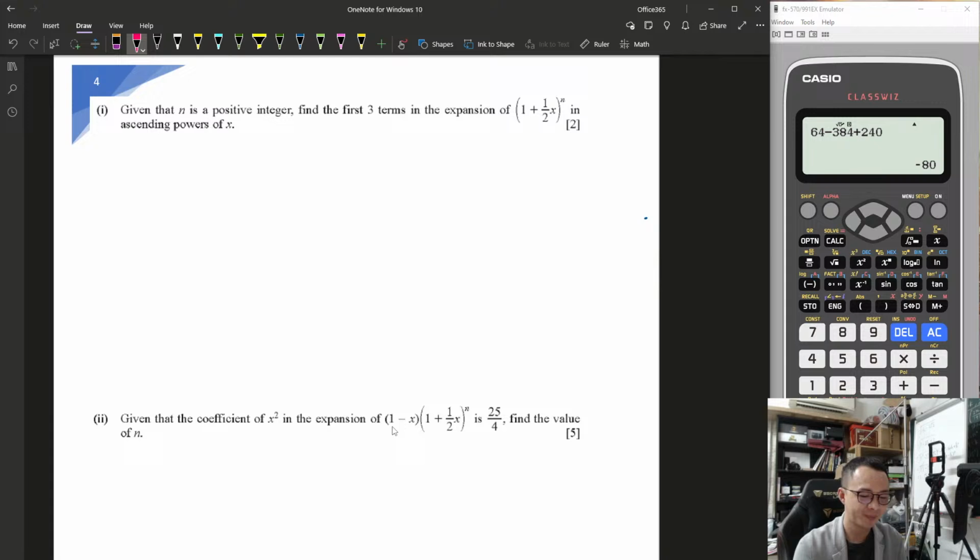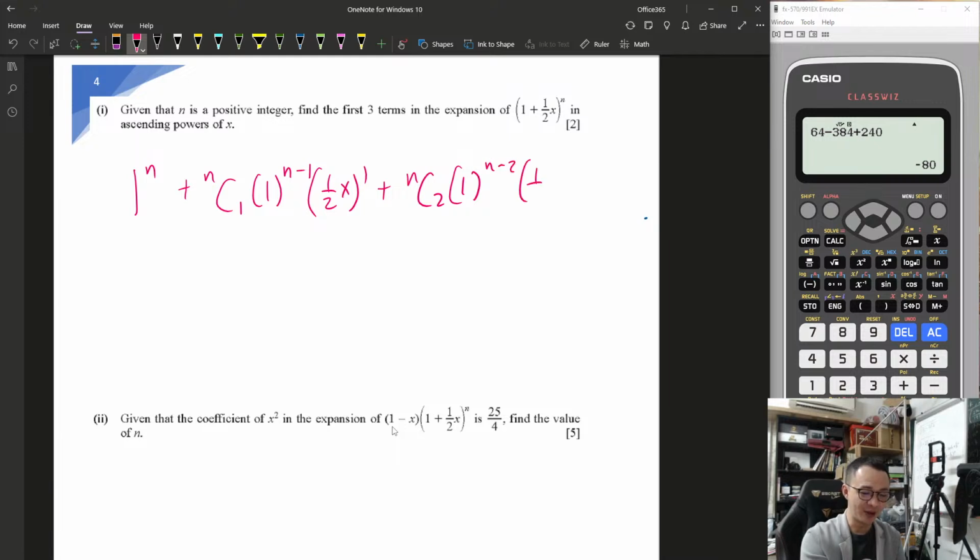Okay, so I want to expand the first three terms. Normally in IGCSE standard, this is power n. Most of the time, this is 1. Like I say, why? Because later, I show you the first one is 1 power of n, right? The next one is nC1, and then 1 power of n minus 1, and then 1 over 2x power 1. And then nC2, and then this one is 1 power of n minus 2. This is 1 over 2x power of 2. Do you see I already have 3 terms?